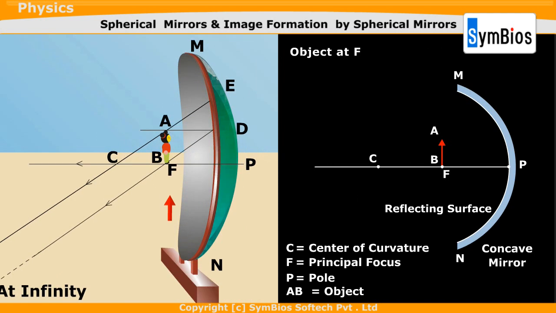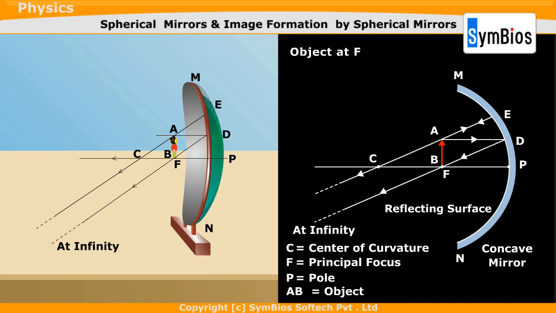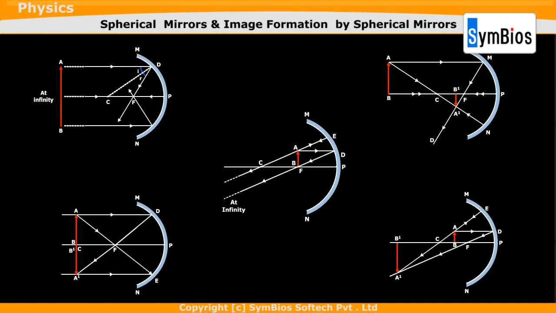Now move the doll to F plane. Move the screen far away from the mirror, out of frame. For the object at F, image is formed at infinity. Note that in all the above cases, you captured the image on the screen, which means the image is real.